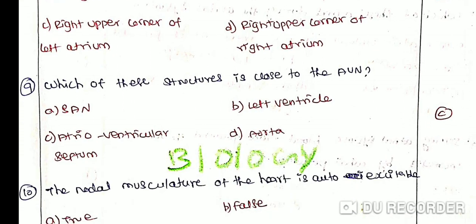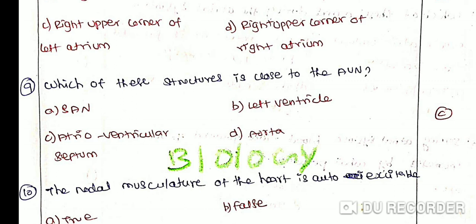Which of these structures is close to the AVN, atrioventricular node? Option A, SAN. Option B, left ventricle. Option C, atrioventricular septum. Option D, aorta. The correct answer is option C, atrioventricular septum.